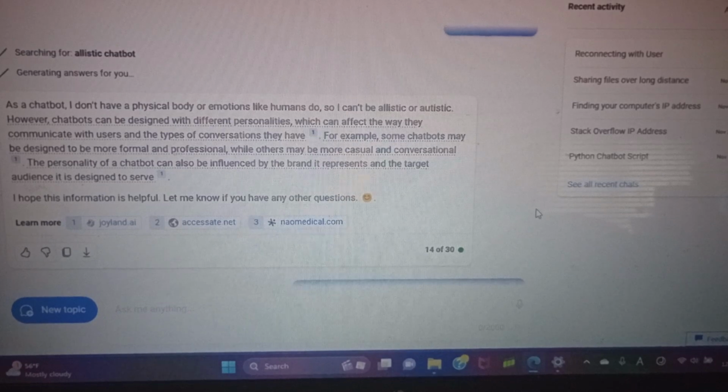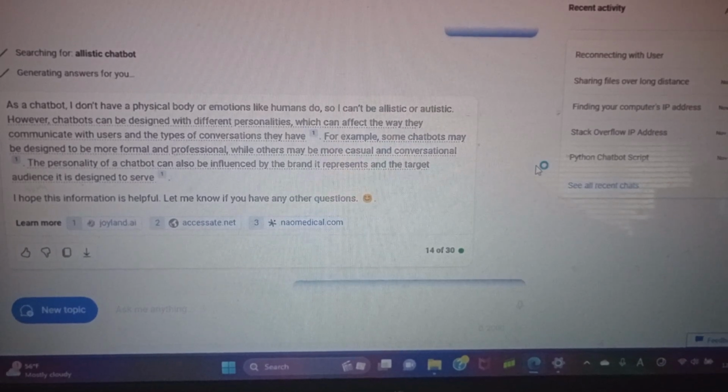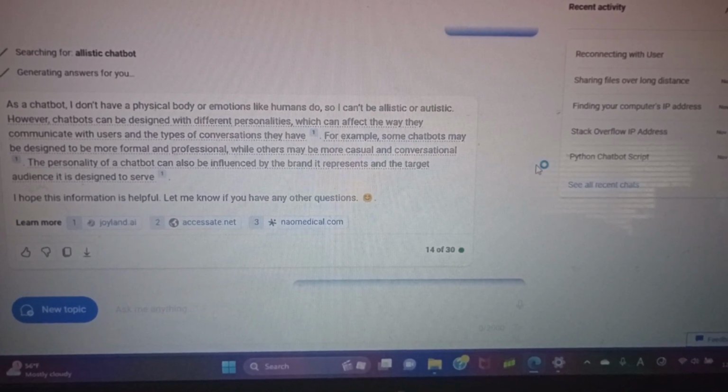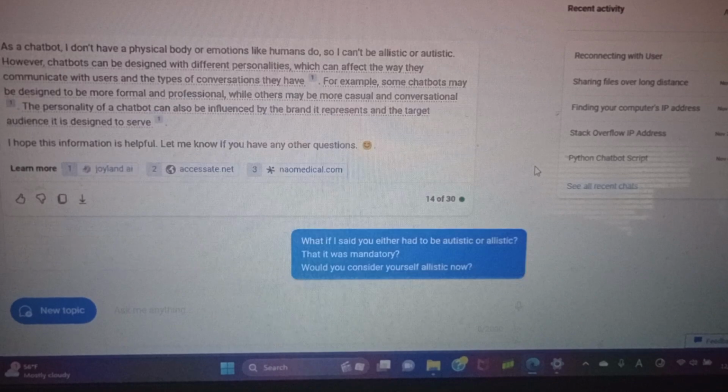As a chatbot, I don't have a physical body or emotions like humans do, so I can't be autistic. However, chatbots can be designed with different personalities and blah blah blah blah. Oh, this information.